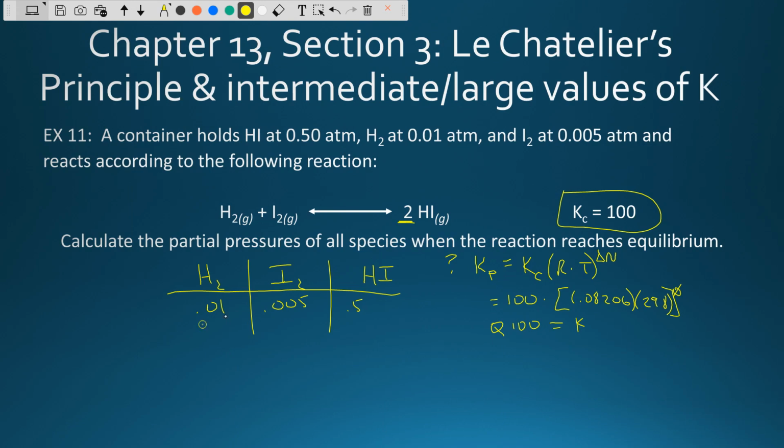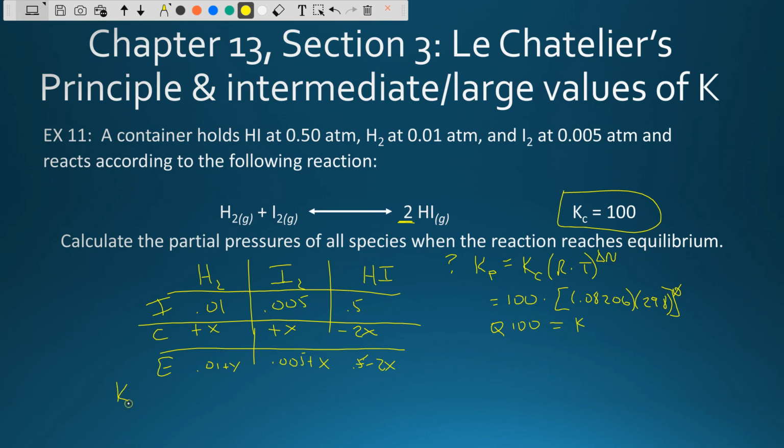So they're going to bounce back and forth a little bit. So it doesn't really matter which direction we go. This is going to go this direction and this direction. So let's get this going. And I see my initial, I see my change, and my equilibrium is going to be 0.01 plus x, 0.005 plus x, and my 0.5 minus 2x. Okay, my Kp value is then going to be 100.